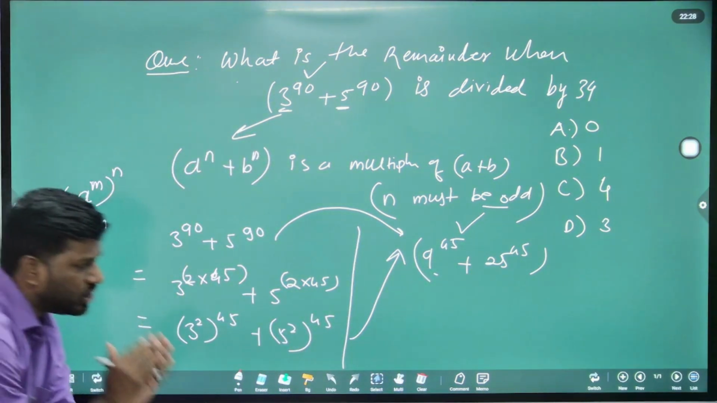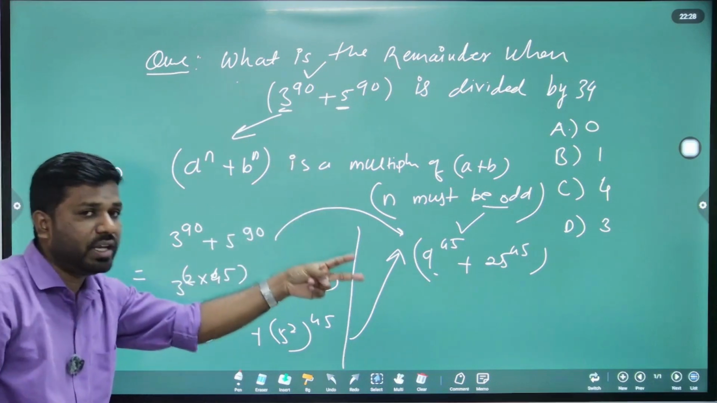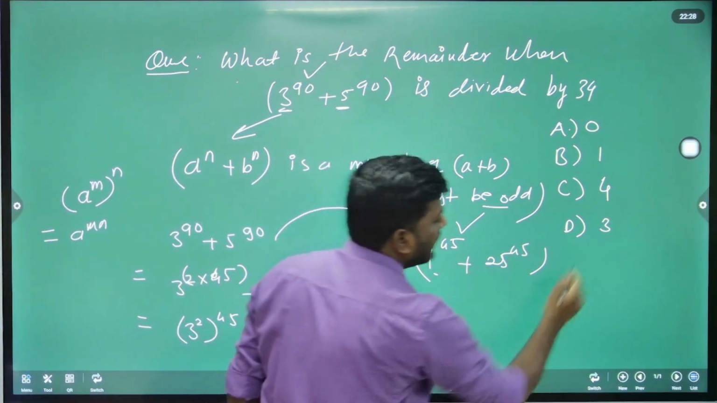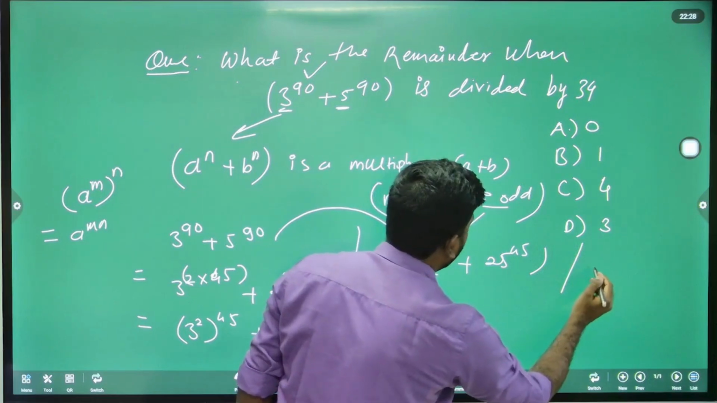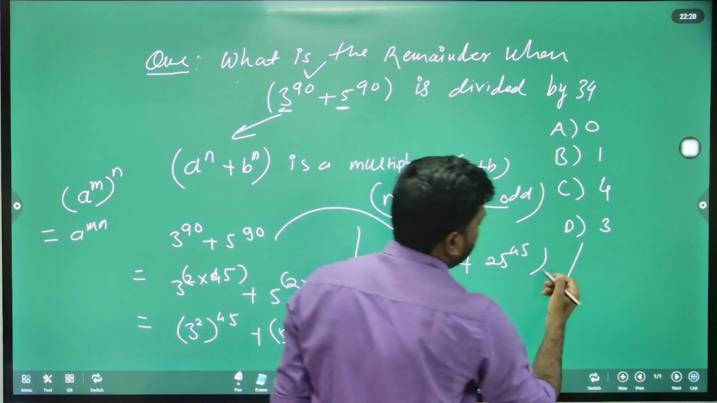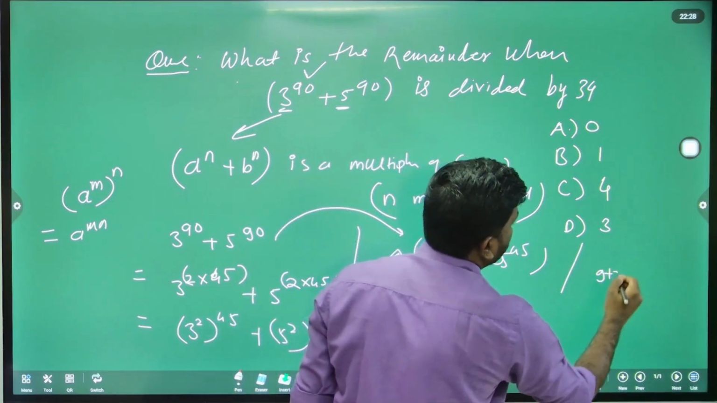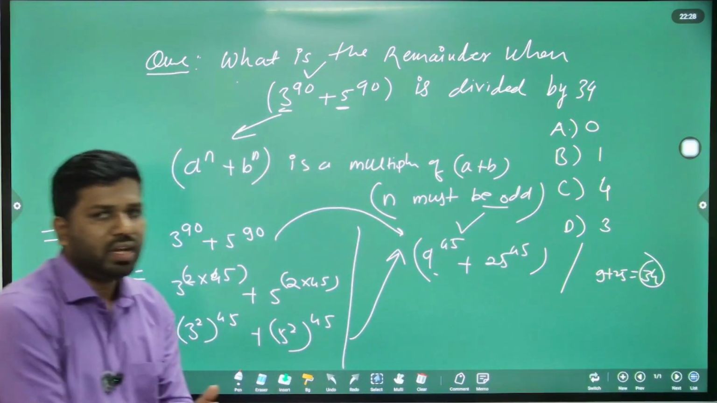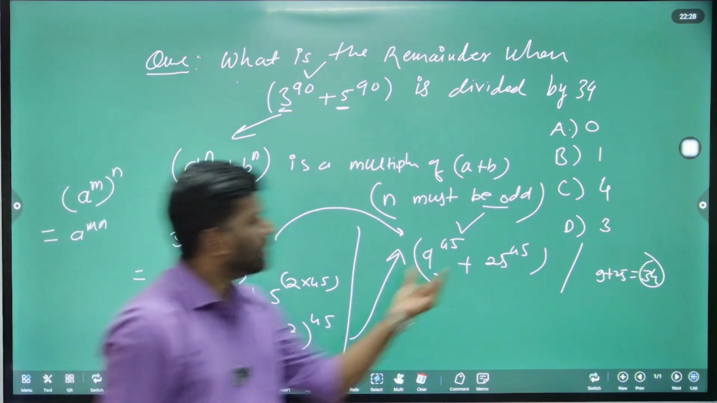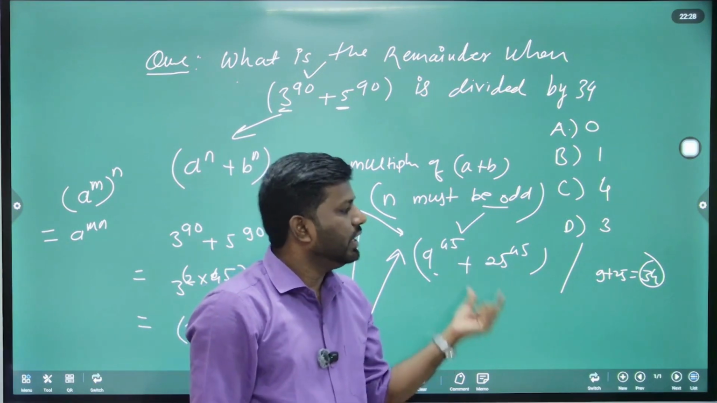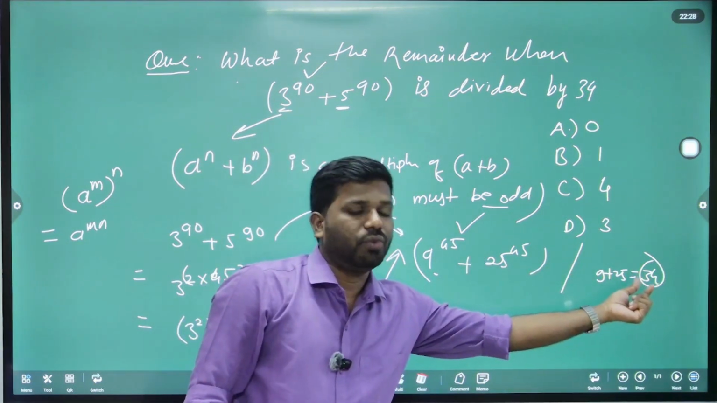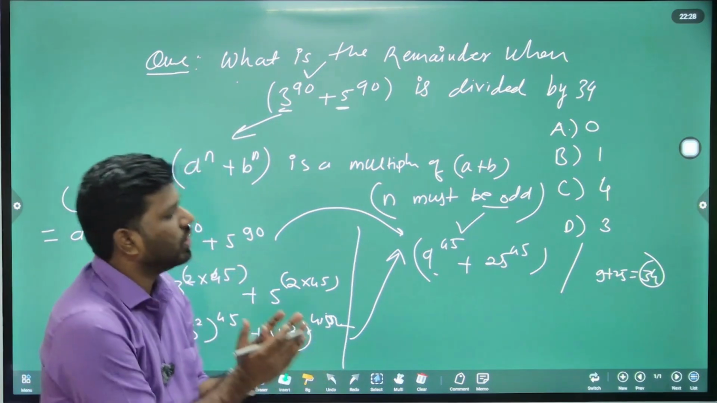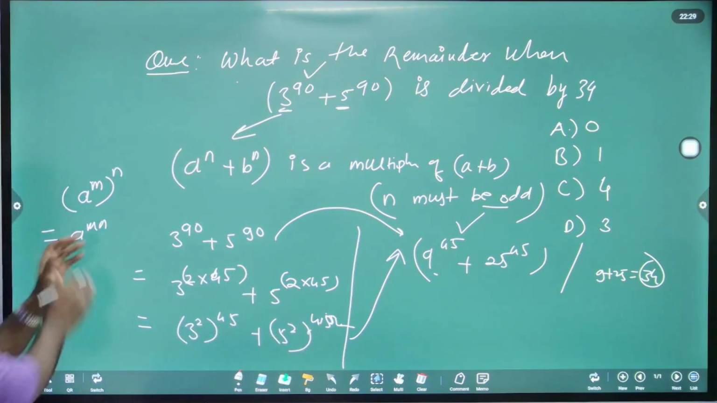Having achieved and understood these two conditions, we can clearly see that this number is a multiple of 9 plus 25, which is equal to 34. In simpler language, this number is properly divisible by 34, where you will get remainder 0. I hope you understood the basic properties that I've used in this question.